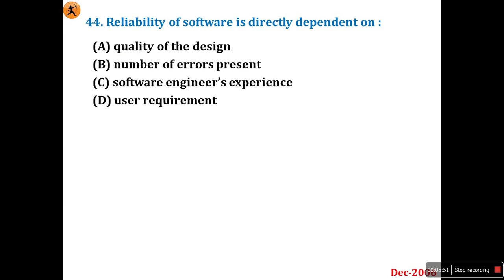Now, reliability of a software directly depends on: quality of the design, number of errors present, software engineer's experience, user requirement. These are the four options. This same question is repeatedly asked three to four times, so it's very important. Options C and D are inappropriate; only quality of the design and number of errors present remain. Anyhow, we will look at it in detail.